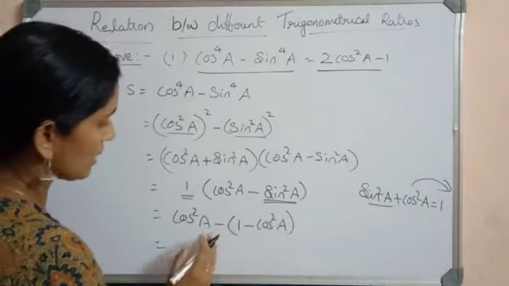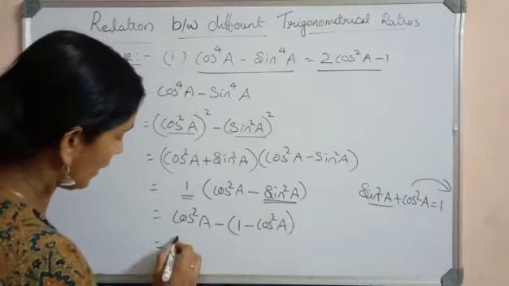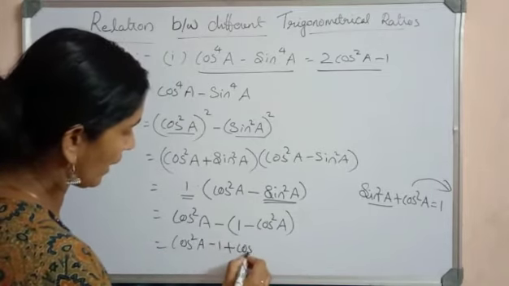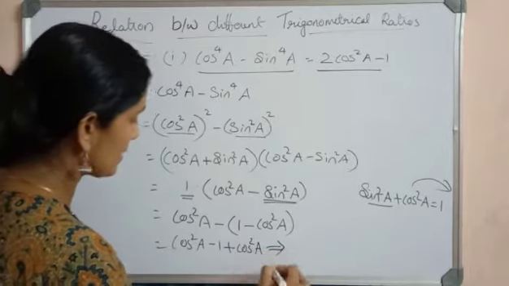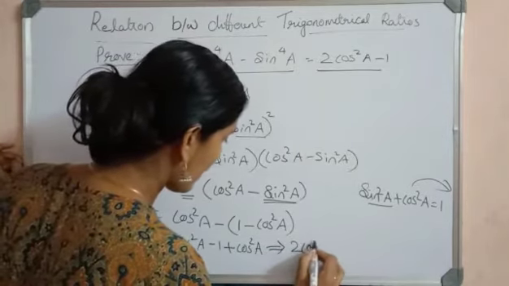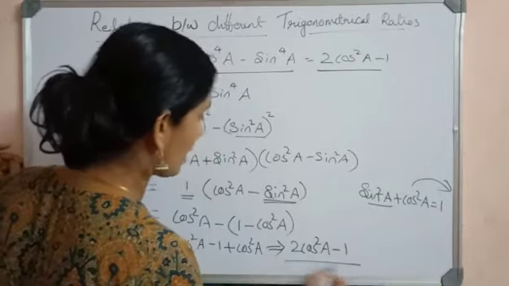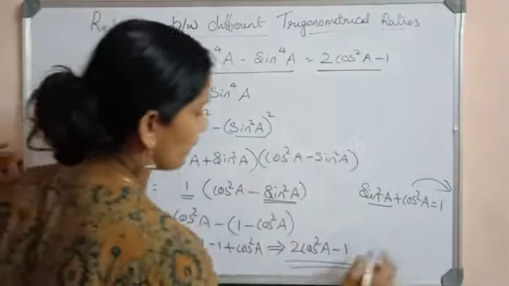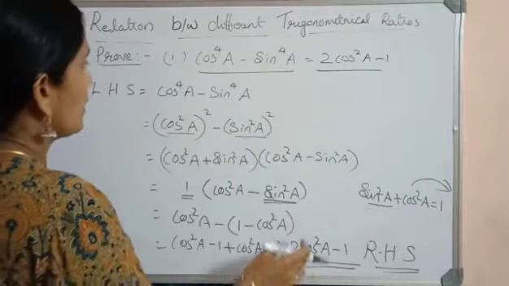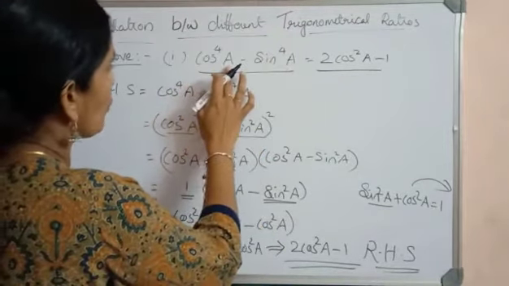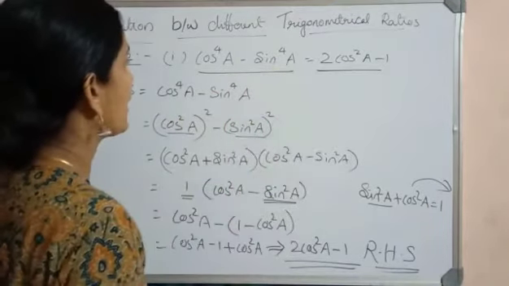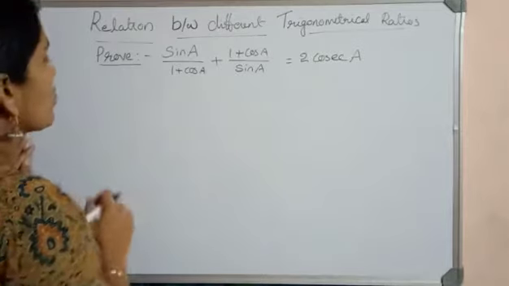Now just multiply with the negative sign inside, you get cos square a minus 1 plus cos square a. This implies cos square a plus cos square a is 2 cos square a minus 1, and that is the RHS what we need to get. That is equal to RHS. Therefore, we can say that cos to the power 4a minus sin to the power 4a is equal to 2 cos square a minus 1.